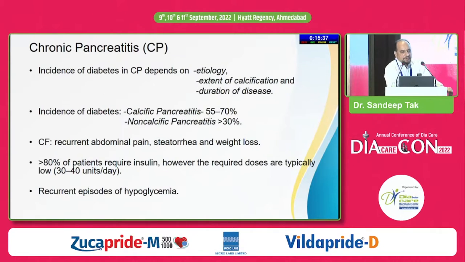Coming to chronic pancreatitis, the incidence of diabetes depends on the underlying etiology, the extent of calcification, which is very important, and the duration of the disease. If the patient has calcific pancreatitis, like the picture Dhruvi showed, almost 50 to 70% of these patients have diabetes. In non-calcific chronic pancreatitis, the incidence is a little lower, around 30%. Common complaints, as we know, are recurrent abdominal pain, steatorrhea, and weight loss. Weight loss is the important thing here. The majority of patients require insulin, but the dose is typically low, as we discussed. These patients can have very brittle control of diabetes and recurrent episodes of hypoglycemia because of the destruction of the alpha cells.